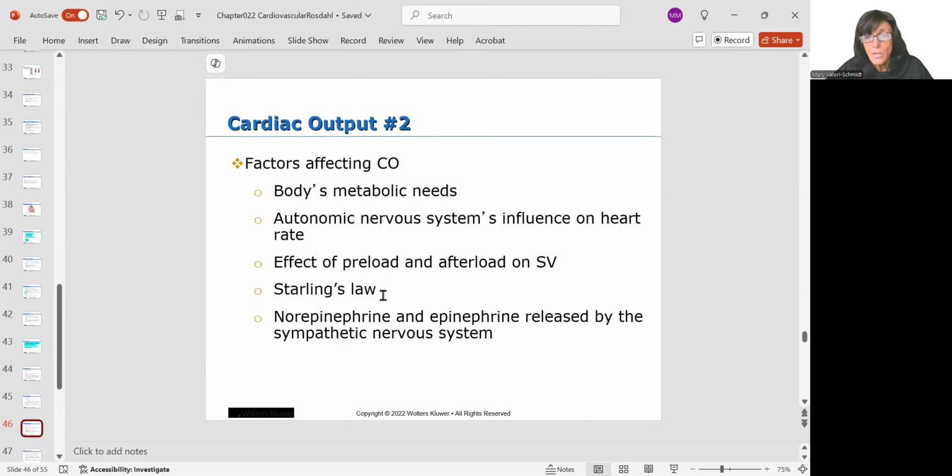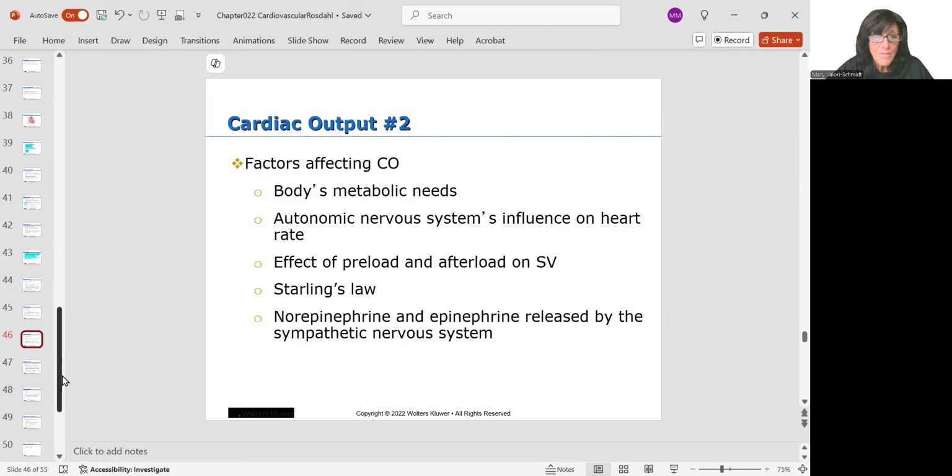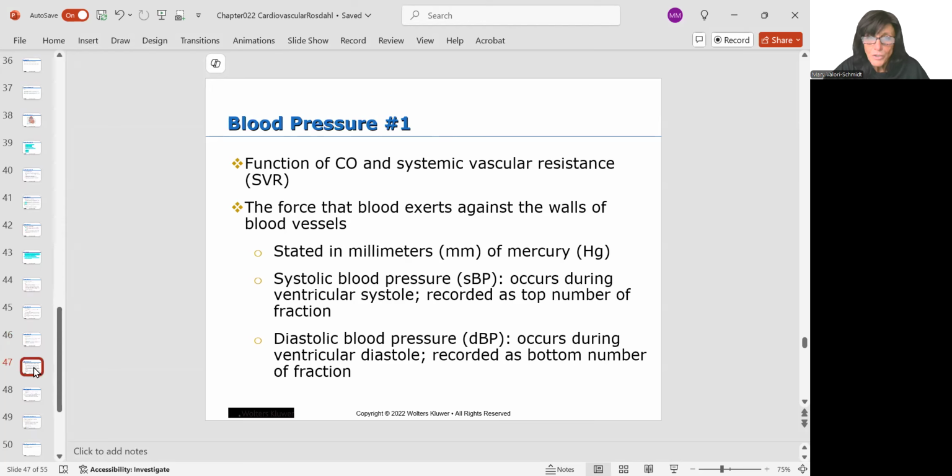We're not going to get into Starling's law right now. You don't need to know that. But the sympathetic nervous system, the parasympathetic nervous system, all different reasons and different factors that can affect cardiac output. But we'll get to them when we get to med surg.